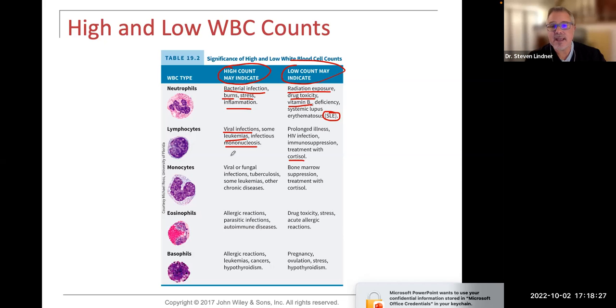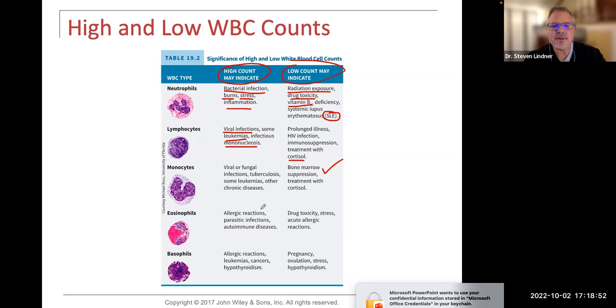If the monocyte count is high, monocytes are seen with viral and fungal infections, TB, tuberculosis, leukemias, and other chronic illness. If it's low, we're thinking that there's a problem with the bone marrow. There's a bone marrow suppression for some reason, and it's also seen with cortisol use or cortisone and corticosteroids.